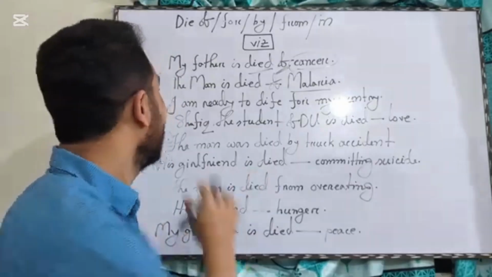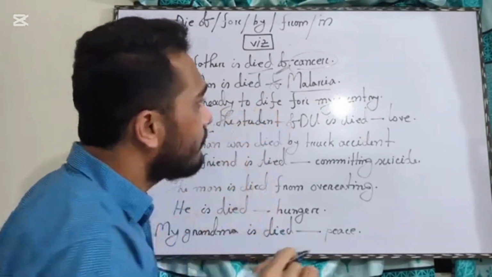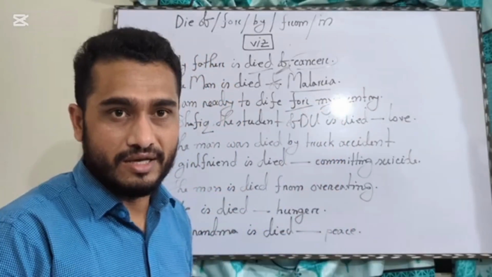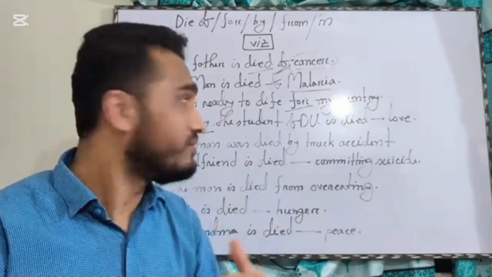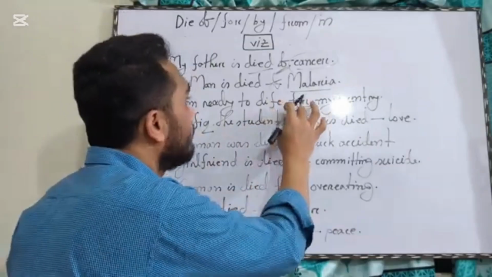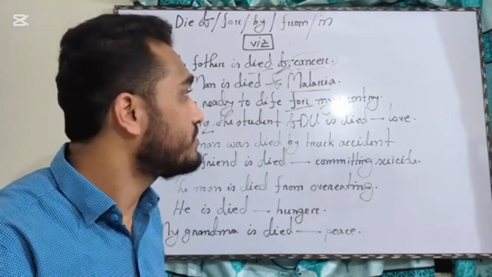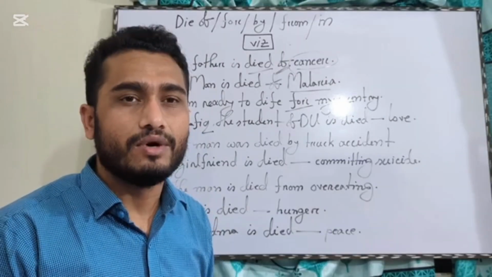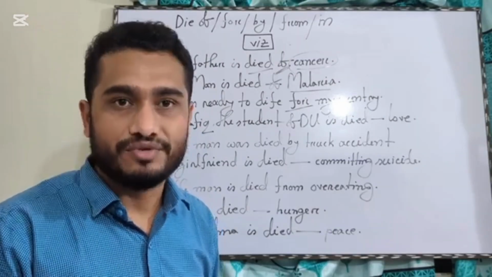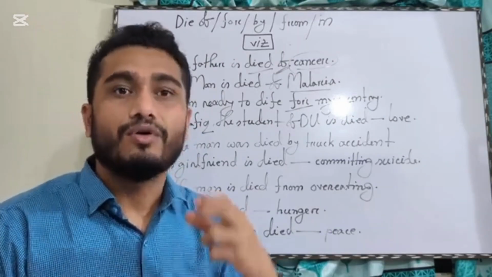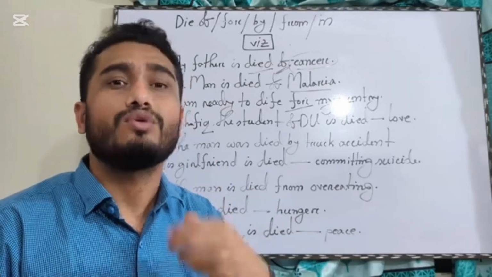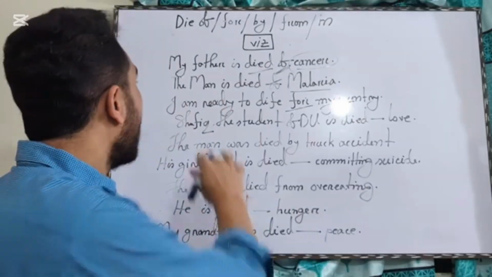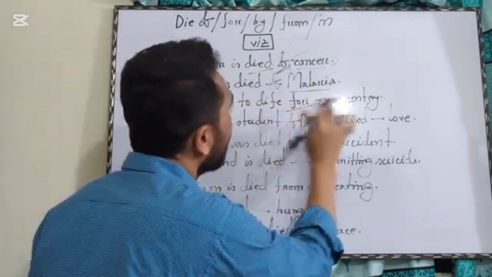So our third example is: I'm ready to die for my country. So here we have used for after die. In our first two examples we used of, but right now we have used for with the same die. So why have we used for? You have to remember one thing. When anyone will die for their country, or for a noble cause, for family, for good things, for love, then we will use the preposition for.